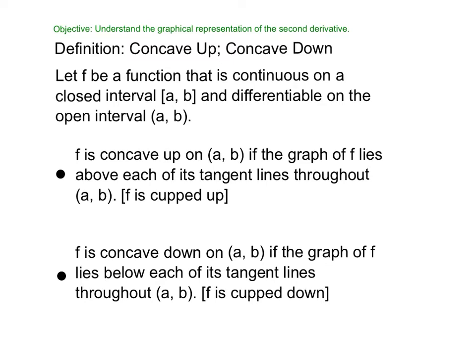F is concave up if the graph lies above each of its tangent lines. So imagine if there's my curve, if I'm above the tangent line, I'm concave up. And really a good way to think about it is it's cupped up. Concave down is when my graph is below the tangent line. So cupped down below the tangent line, cupped up above the tangent line. And that's what concavity means.